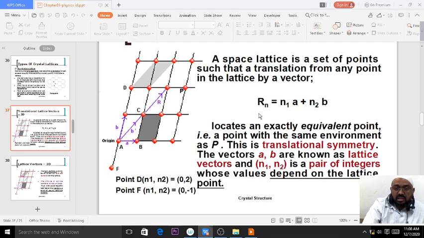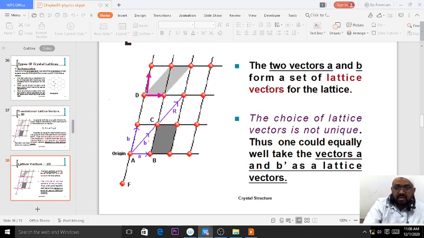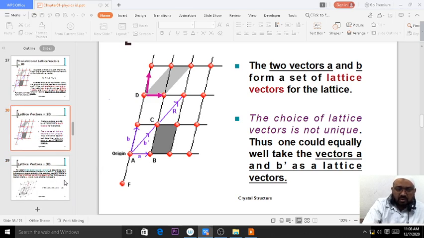So here the crystal lattice can be mathematically defined in 2 dimensions with Rn equal to n1 a bar plus n2 b bar. Now these 2 vectors a and b form a set of lattice vectors for the lattice. So what it means is the same thing we have come across. See, we have taken D as a reference point. You can have an arrow here, and the same figure, this is vector A and this is vector B. This is only for your understanding. Now we'll move to the next one.